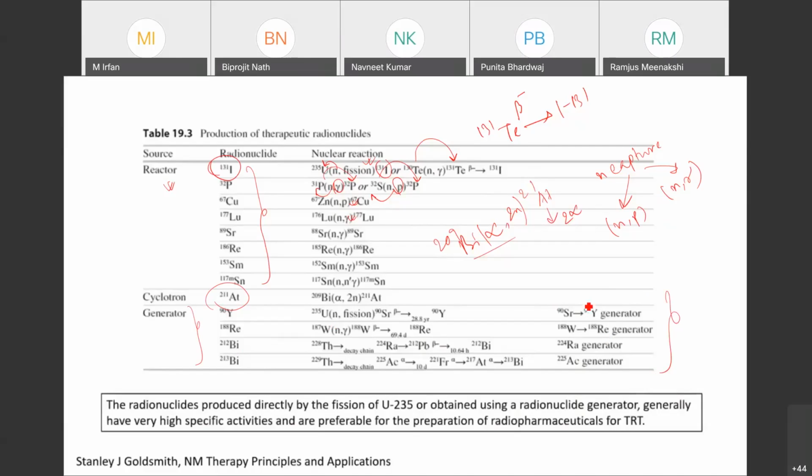The radionuclides which are produced by means of the fission process, uranium-235 fission or anything else, or by the radionuclide generator, are usually very preferable for preparation of radiopharmaceuticals. Why? Because they have higher specific activity, that is, activity per unit mass. Fine.